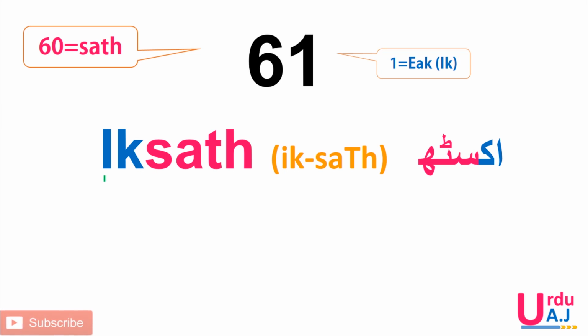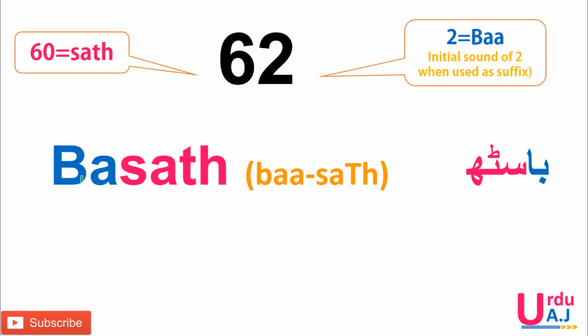61. Ek sat. We know 1 is ek and 60 is sat. So ek sat. 62. Ba sat. We know 60 is sat and 2 is ba. In Urdu language, all suffixes have a ba sound, like 32, 22, 12. So ba sat means 62.